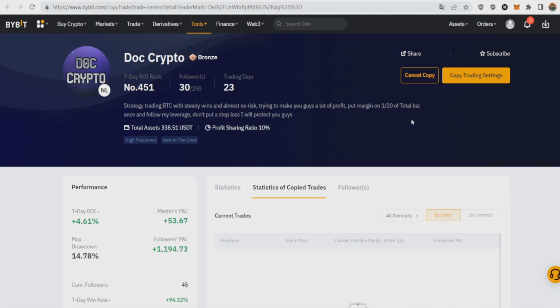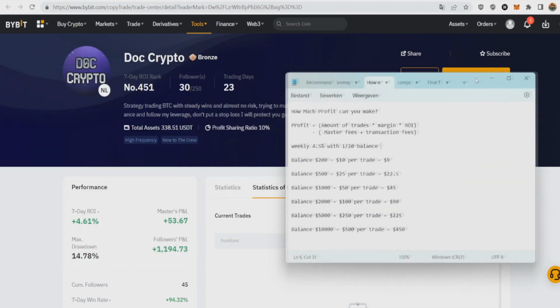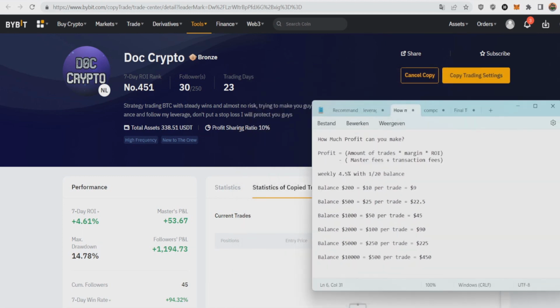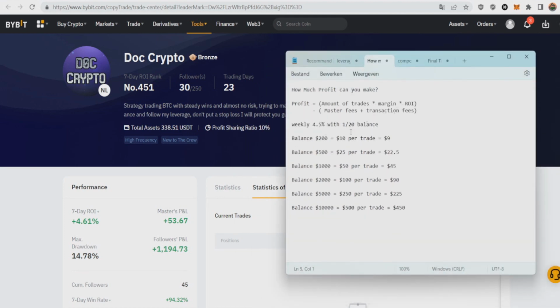So the next thing a lot of people are always asking me is, how much profit, Doc, can I actually make with copy trading? So again, how much profit you can make? The profit you can make is basically based on the amount of trades the trader does, times the margin, times the return of investment, minus the master fees. So as you can see, 10% of the profit goes to the master because he's doing the trades for you, and then plus transaction fees.